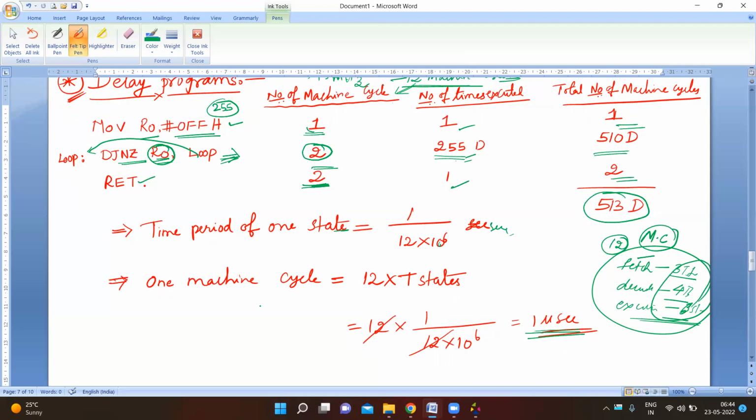The time required to complete one machine cycle is 1 microsecond. So for execution of this whole delay program, how many machine cycles are required? Total 513 machine cycles, multiplied by the time required to complete one machine cycle, 1 microsecond. So in total, 513 microseconds. This particular delay program generates 513 microseconds of delay.